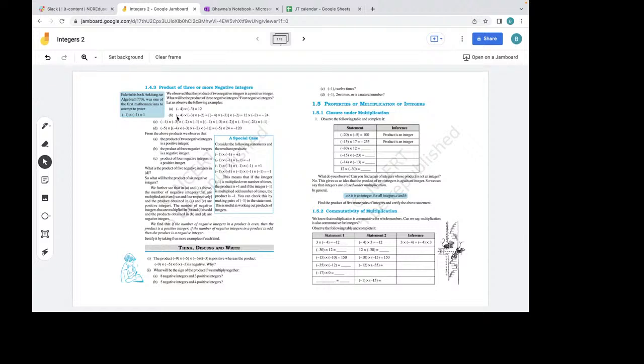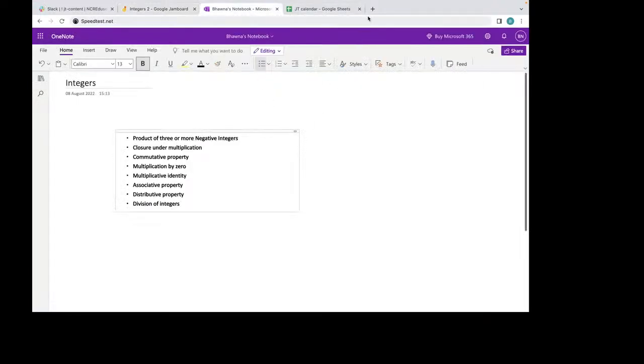So what will happen if we multiply three or more negative integers? We know that when we multiply two negative integers we get a positive integer. So what happens when we multiply three or more negative integers? Let's figure that out. Let's take an example of that.